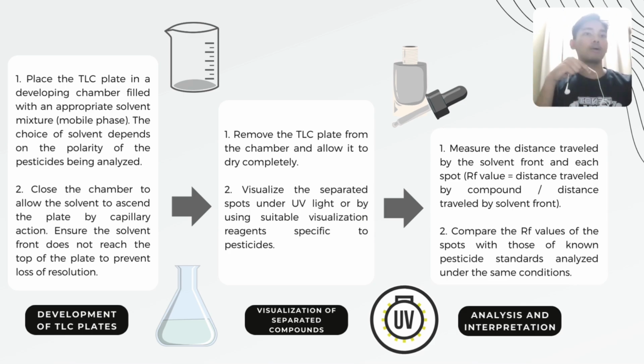And then for the last two, we have visualization of separated compounds. Remove the TLC plates from the chamber and allow them to dry completely. Visualize the separated spots under UV light or using a suitable visualization agent specific to the pesticide. Okay, lastly we have analysis and interpretation. Measure the distance traveled by the solvent front and each spot, and then compare the Rf value of the spots with those of known pesticide standards analyzed under the same conditions.